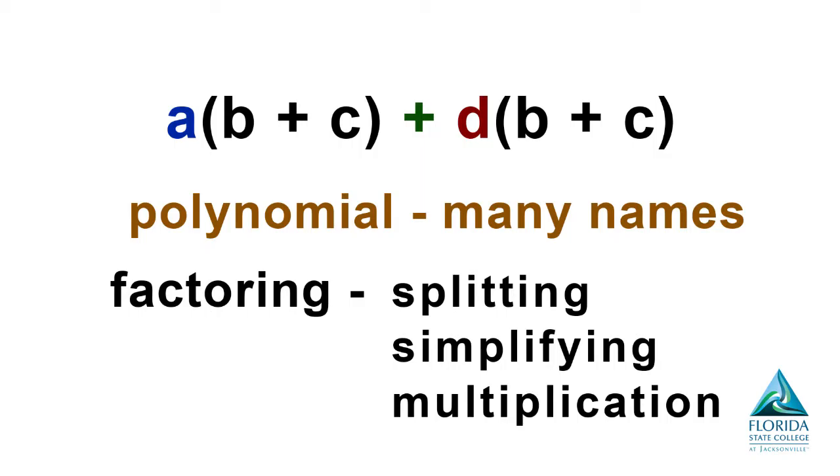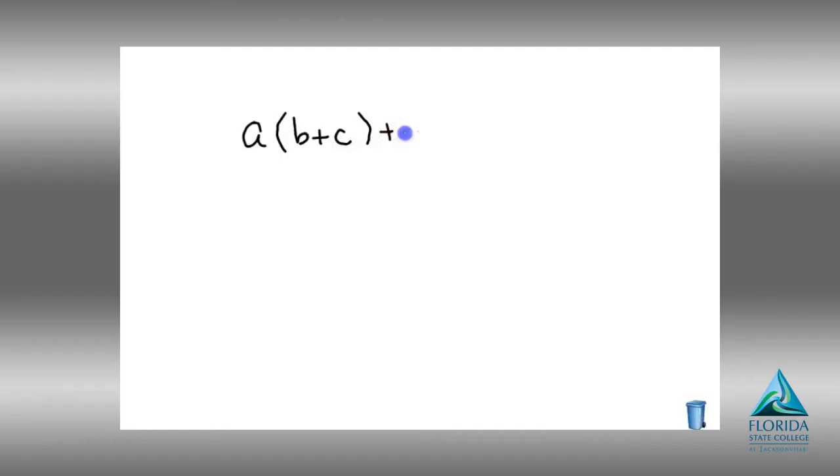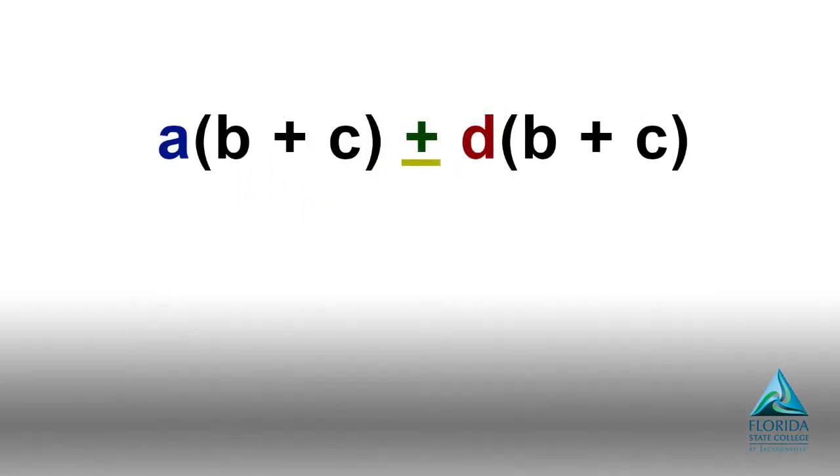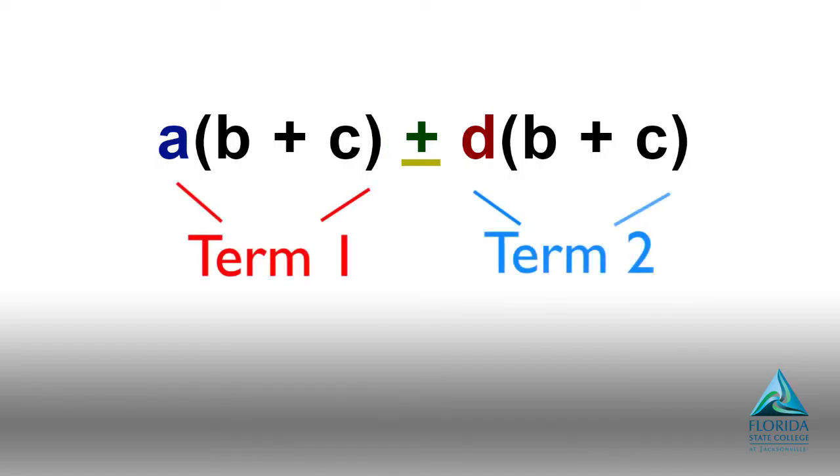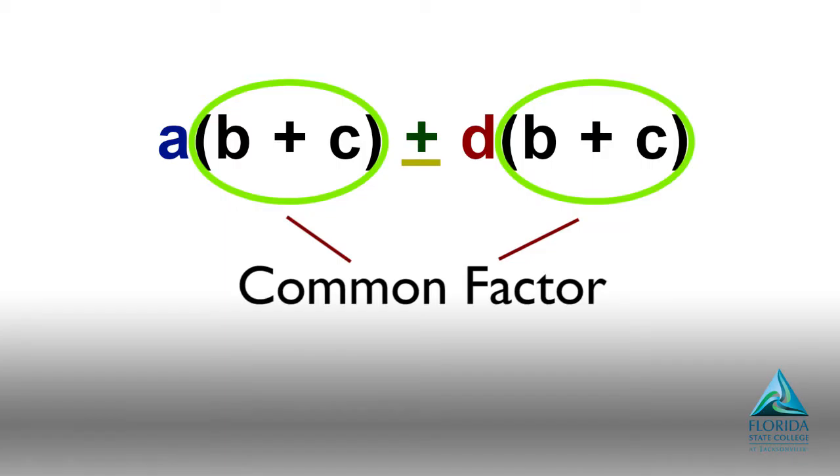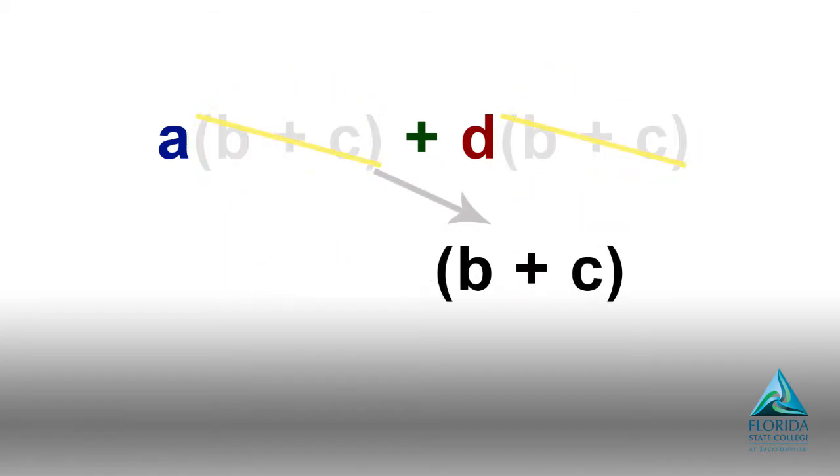If we have a times (b + c) plus d times (b + c), you'll see that we have two terms, and terms of course are separated by plus or minus, and these two terms have a common factor, and that common factor would be b plus c. So when we factor out the b plus c, we're going to be left with a plus d. Now this is going to come in handy when we talk about factoring polynomials.